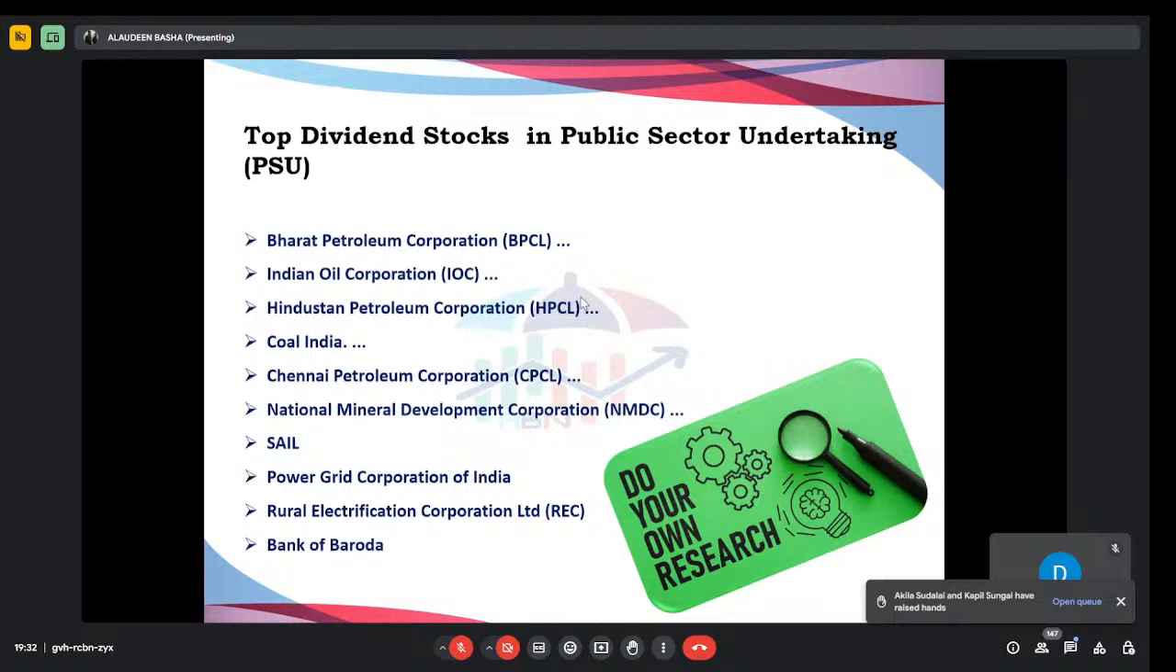And the next one is top dividend stocks in public sector undertakings. So again, I'm not recommending these stocks, and at the same time, I'm not saying to avoid these stocks. What I'm conveying to you is that these 10 stocks have paid huge dividends in the past 10 to 15 years. So if you want to invest in these kinds of stocks, please do your own research. After that, you can decide whether you're going to invest or not. But as per the record, these 10 PSU stocks, that is public sector undertaking stocks, have given huge returns in the past years.